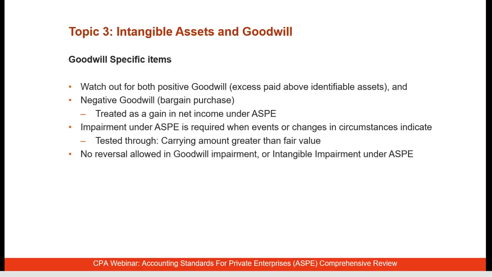And that's why you can compare it to the carrying value, and the case will generally give you that information to make that determination or calculation of a discounted cash flow. There's no reversal allowed in goodwill impairment or intangible impairment under ASPE. So if the trigger has occurred and the discounted cash flow has been done, there is no reversal of it. So that's another key point to take away.